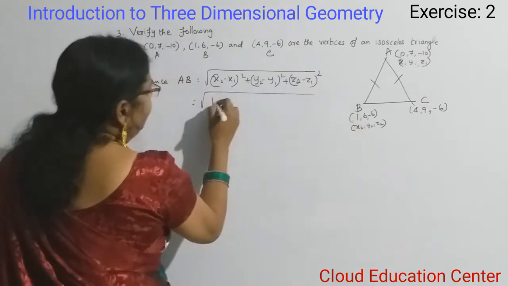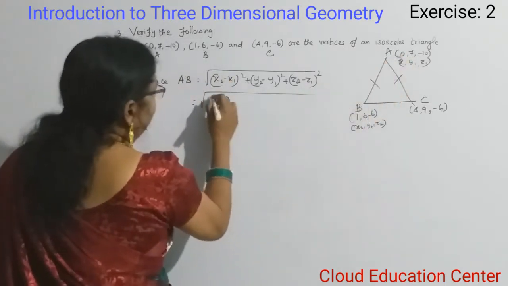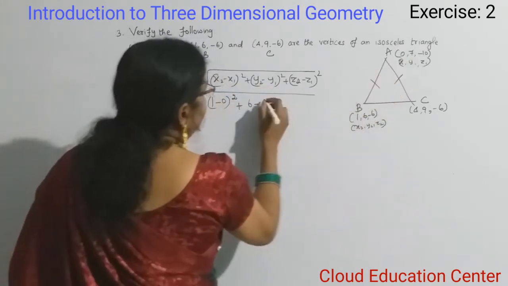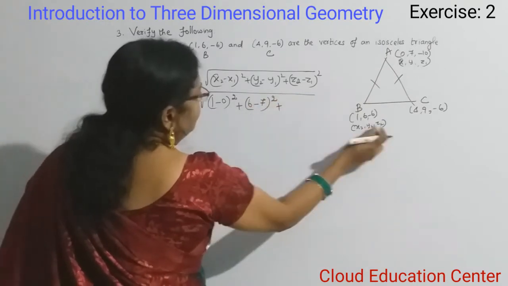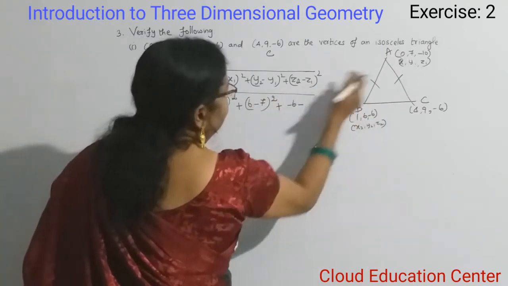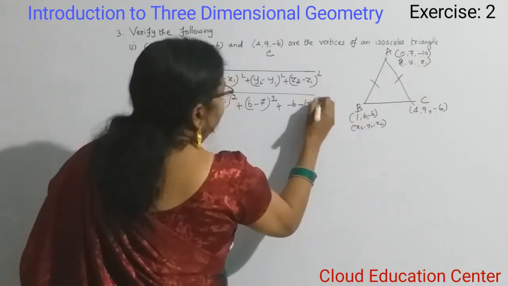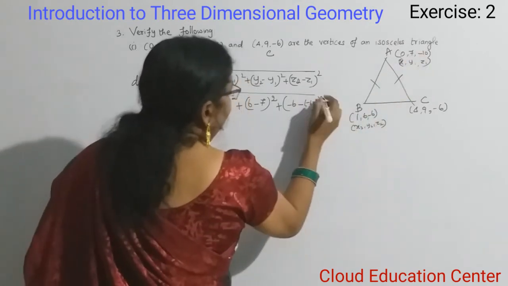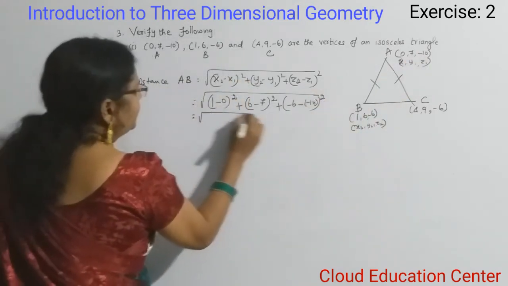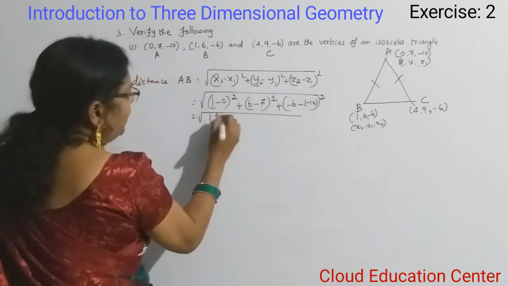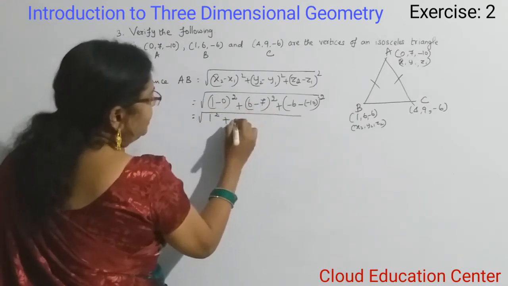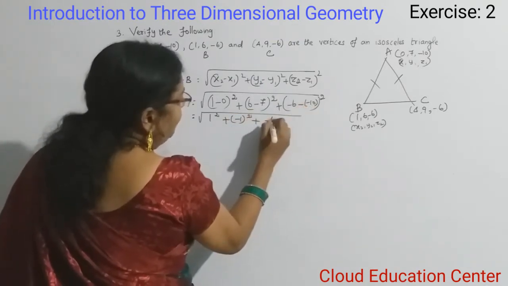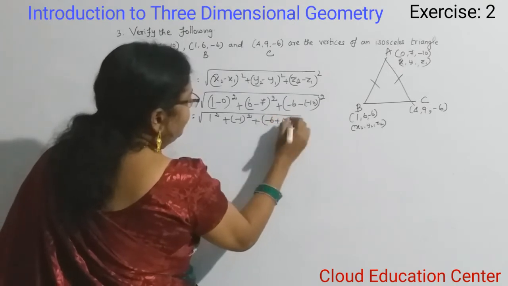x2 is 1 minus x1 is 0, the whole square, plus y2 is 6 minus y1 is 7, the whole square, plus z2 is minus 6 minus z1 is minus 10. Here this minus is the formula minus, and this minus is the value minus, the whole square. Now, square root of 1 minus 0 is 1, 1 square, plus 6 minus 7 is minus 1, the whole square, plus here minus into minus becomes plus, so minus 6 plus 10, the whole square.